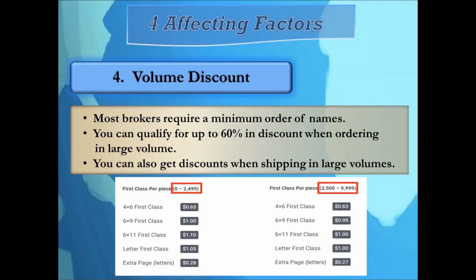Volume discount. Most brokers require minimum orders of names per mailing list. If you order a lot, you may be qualified for a discount ranging from 10 to 60%. You can also get a discount when shipping in large volumes.